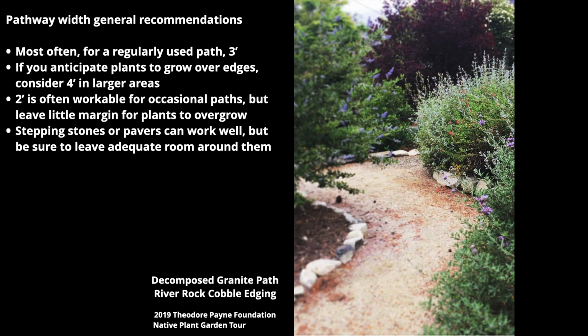A 2-foot wide path is workable for occasional paths, and it's plenty comfortable to walk down. If you're thinking that you're going to need to be working with a wheelbarrow or something like that through different parts of the garden, definitely go with a larger than 2-foot path, a 3-foot path. But 2-foot is workable for occasional footpaths, but leaves little margin for plants to overgrow into the pathway. Those paths can disappear quite quickly and become impassable. So make sure you're going to be able to maintain that 2-foot wide pathway with the plants nearby.